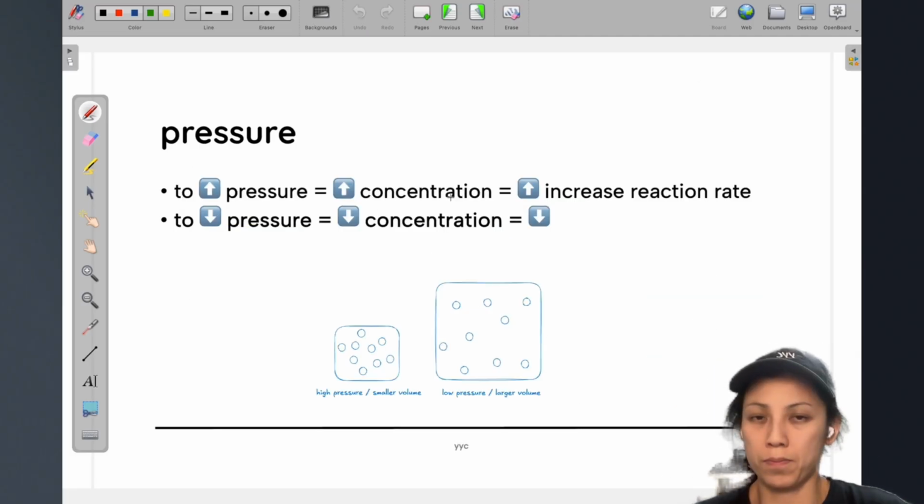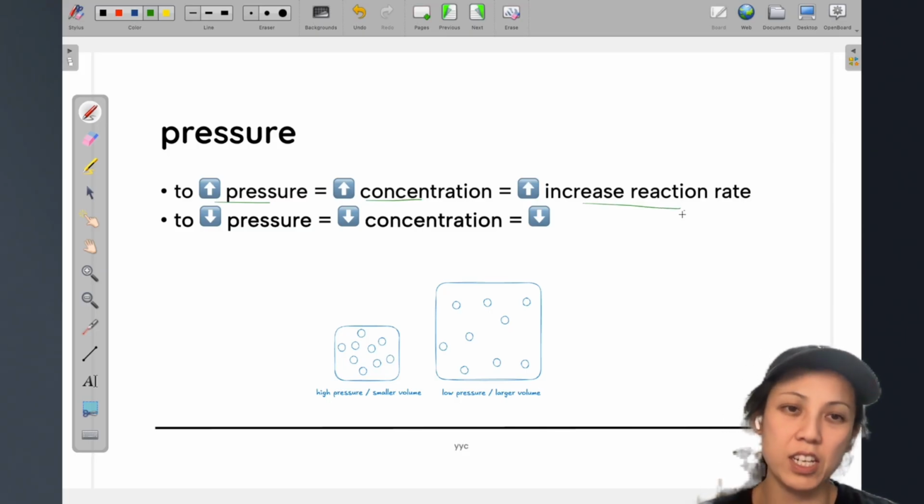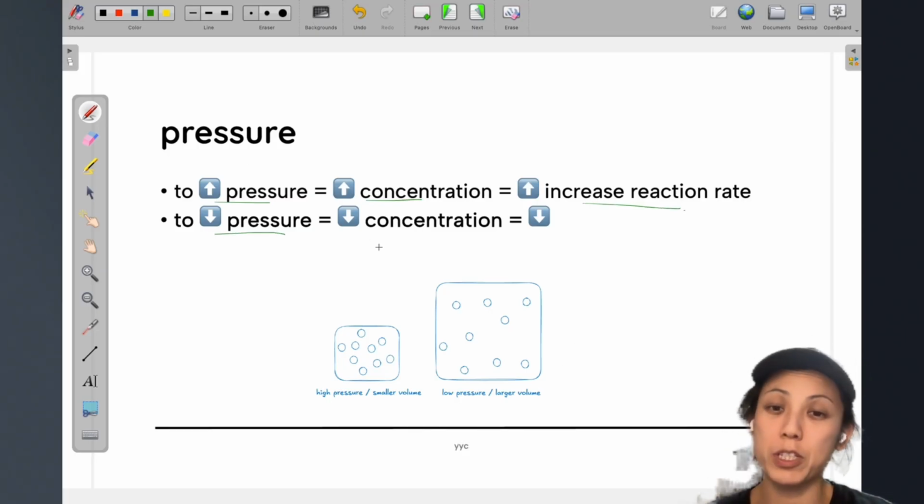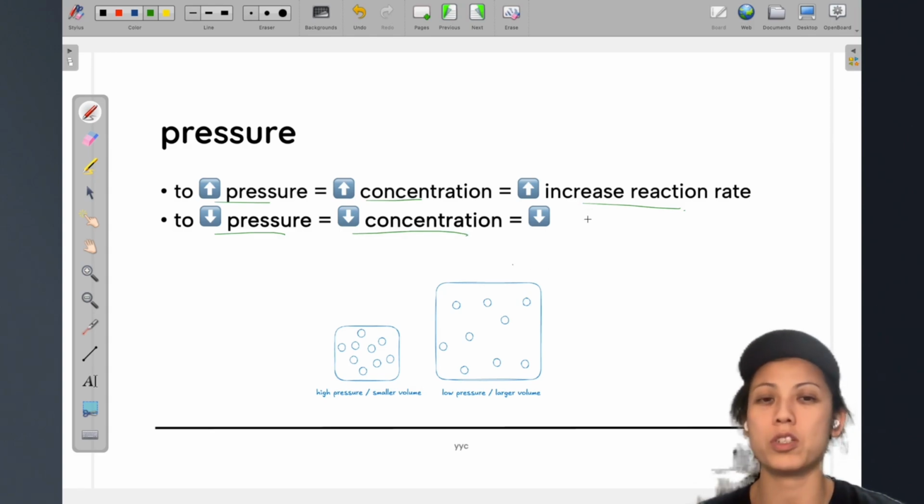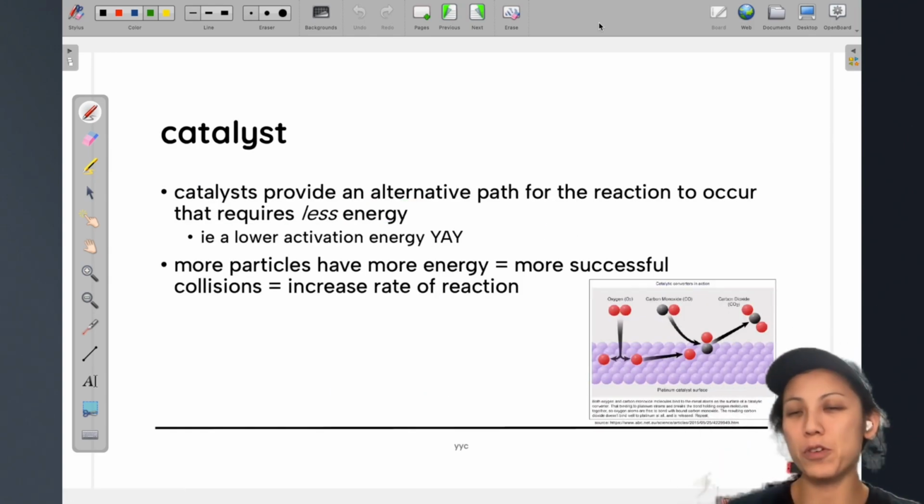Okay, so as we can see there, if we increase pressure, we're increasing concentration. If we increase concentration, chances are there's an increase in reaction rate. If I decrease pressure, I'm going to decrease the concentration, which means a decrease in reaction rate. Alrighty. What about when you have a catalyst?